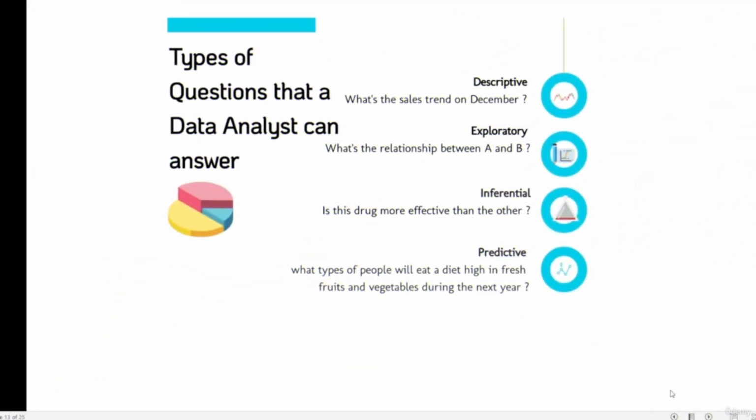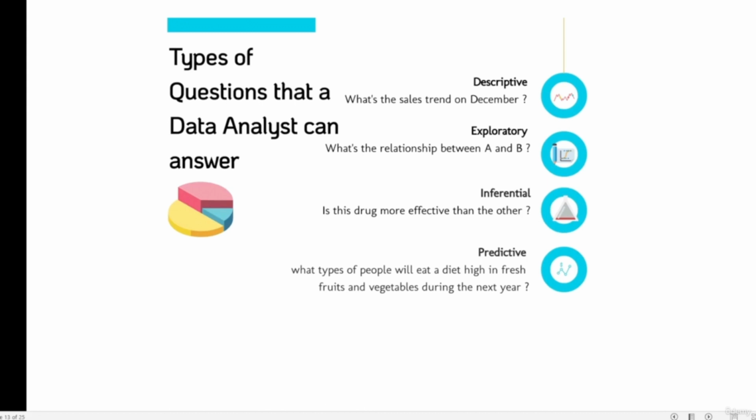So now you might wonder, what type of questions can a data analyst answer? Let me tell you this. A data analyst can answer 6 different questions. So let's start with them. A descriptive question is the one that seeks to summarize a characteristic of a set of data. For example, what is the sales trend in December?